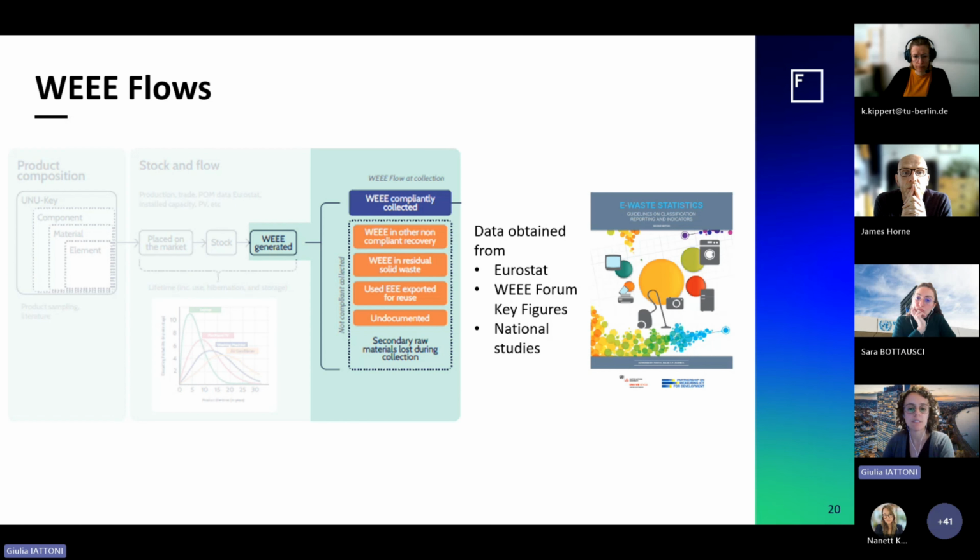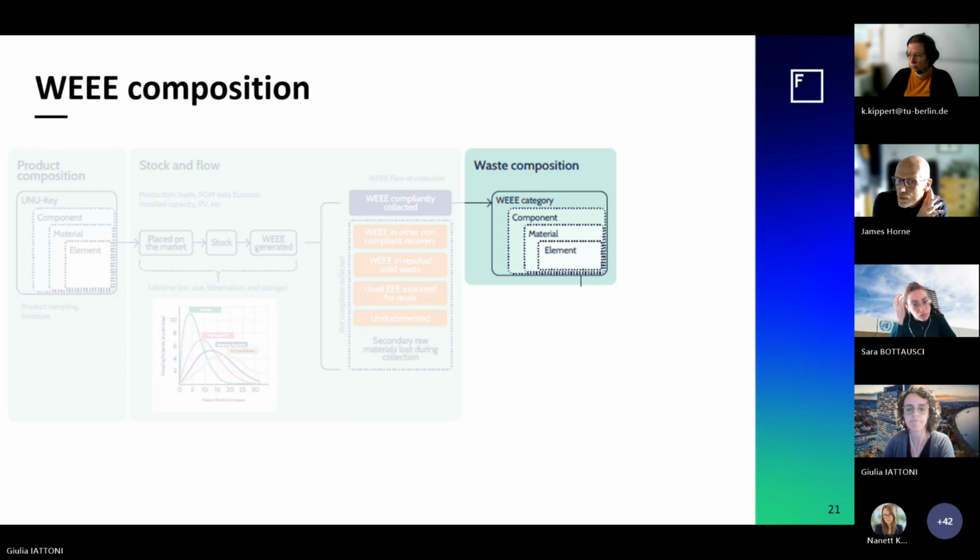Out of the amount of the WEEE generated, we know that part is collected compliantly with the legislation, while part is destined to other complementary flows. For example, it can be mixed with other plastic waste or metal scrap, usually undergoing substandard recovery treatments. It can also be mixed with the residual solid waste. It can be exported for use, or can also have an undocumented fate. Data for this flow mapping was obtained mainly from Eurostat, from the key figures collected by the WEEE Forum members, and from the available national studies.